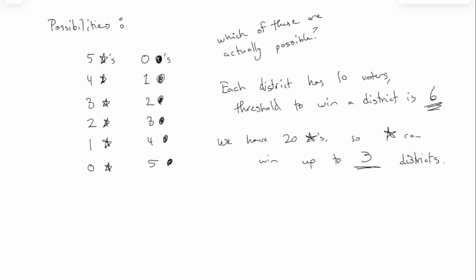That's because what's important here is the threshold and then the number that they actually have. All right, they could win up to 3 districts. This is because 3 times 6 is 18, and they have 20. So it is possible for them to win 18. It is not possible for them to win 4 districts, though, because that would require 4 times 6, which is 24, and that's more than they have. All right? So the star can win up to 3 districts.